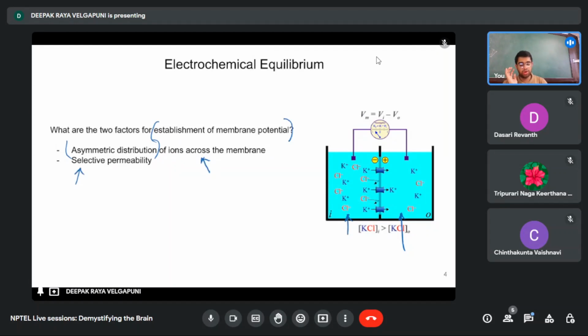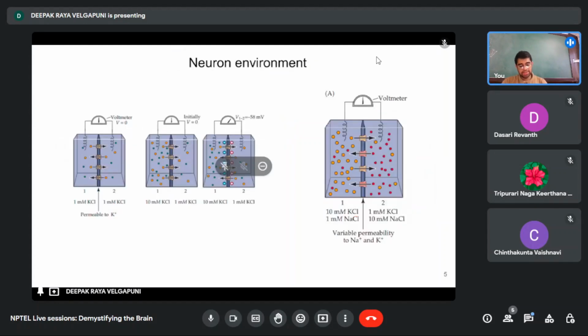So for the establishment of membrane potential, we need to have these two conditions satisfied. And this is exactly what happens in the case of a neuron also. So let's shift to what happens in the neuron. Before going there, let's again take three scenarios: first scenario, second, and third.